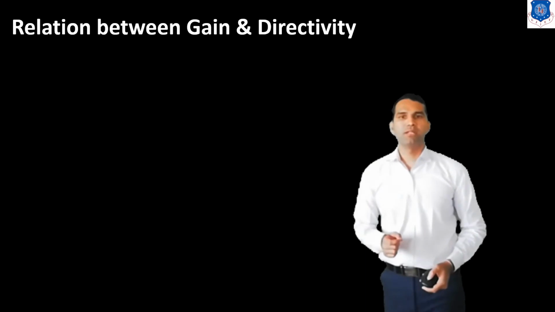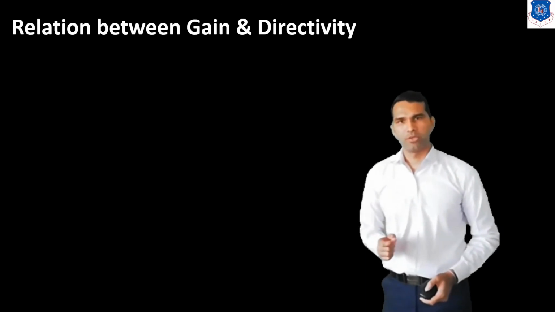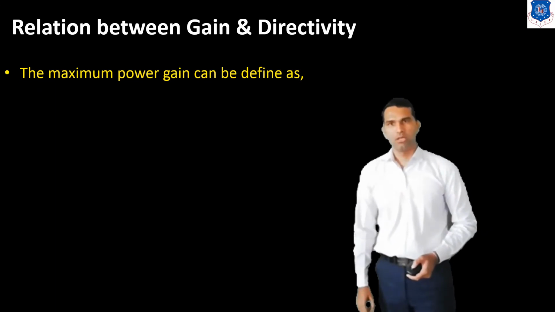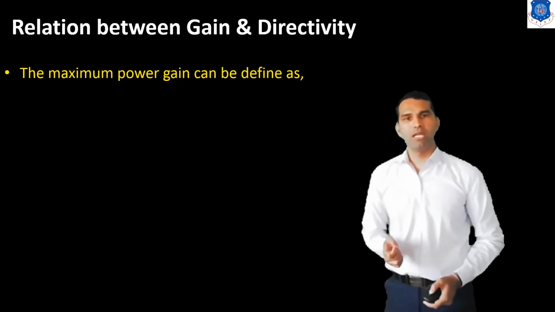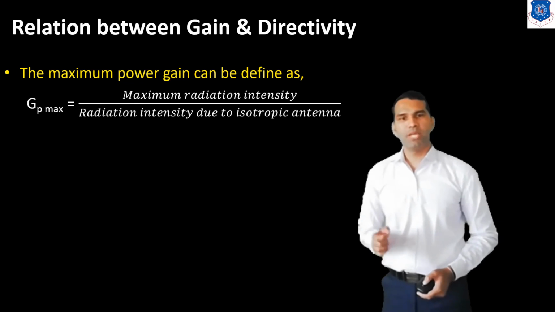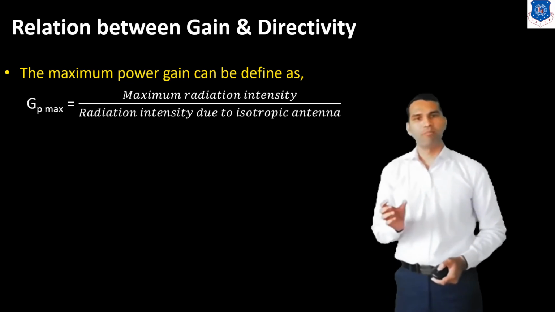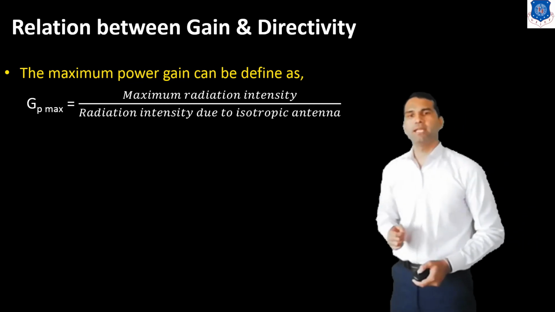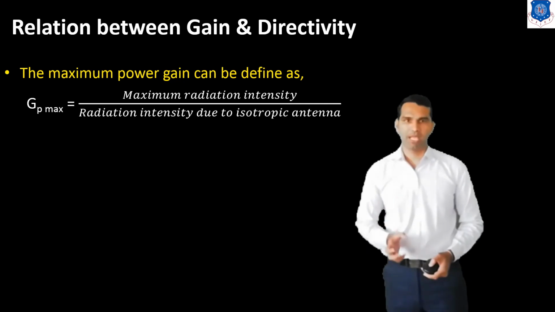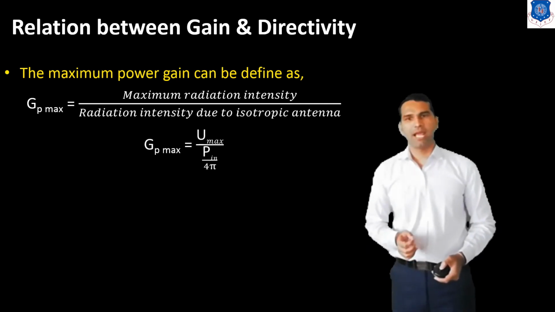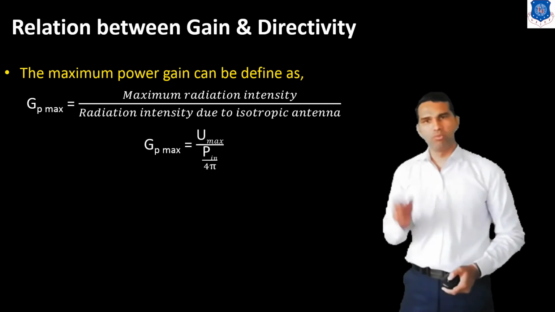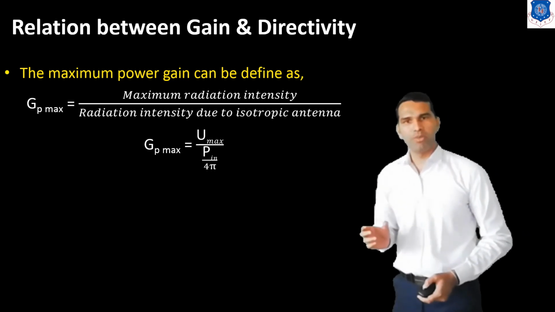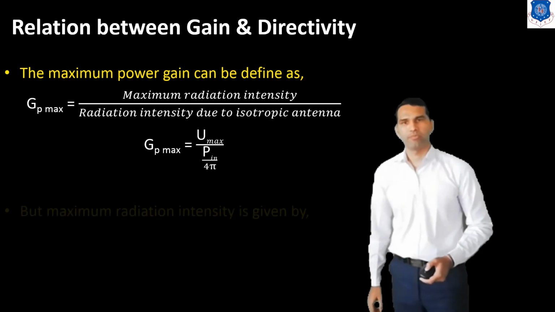So the relation between the gain and directivity. Now we define the relation between the gain and directivity. The maximum power gain can be defined as GP maximum. This is the maximum radiation intensity upon the radiation intensity due to an isotropic antenna. So we can write GP maximum is equal to U maximum upon P in upon 4 pi.